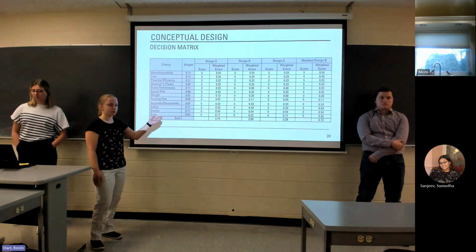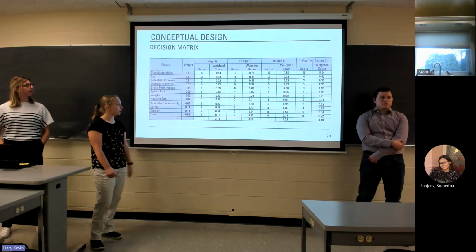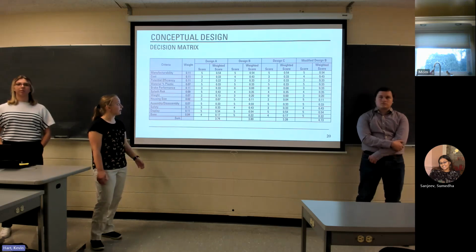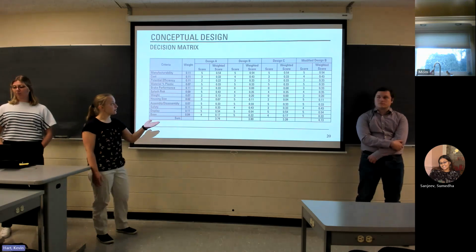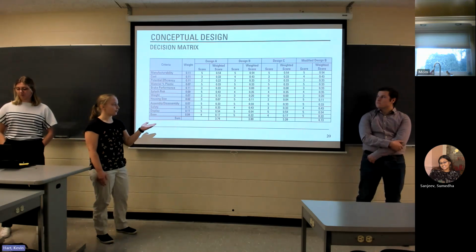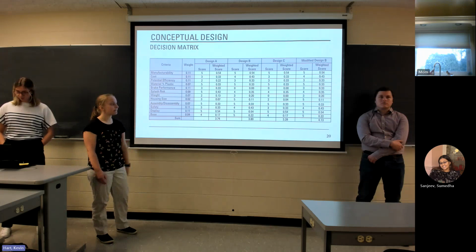They were weighted. The weights were based on the QFD and our customer requirements, and they all added up to 1. So the design B did the best with a score of 3.8, then design A with a score of 3.74, and then design C with a score of 3.28.